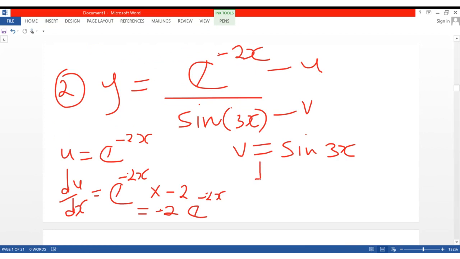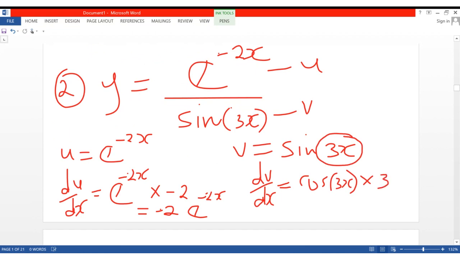So the other one is still dv over dx. When you differentiate sine, you get cos 3x. But you come inside this function that I'm circling. When you differentiate 3x, you get 3. So that 3 will come in front: 3 cos 3x. Now it's a matter of applying the formula, and I'm done.